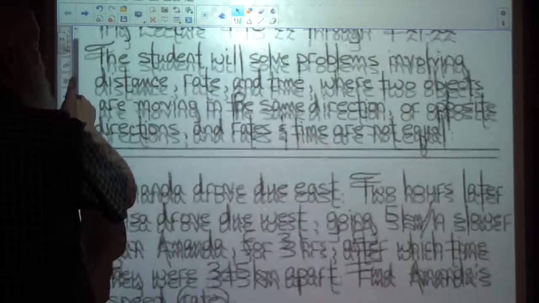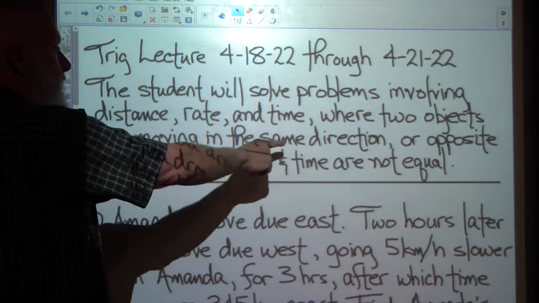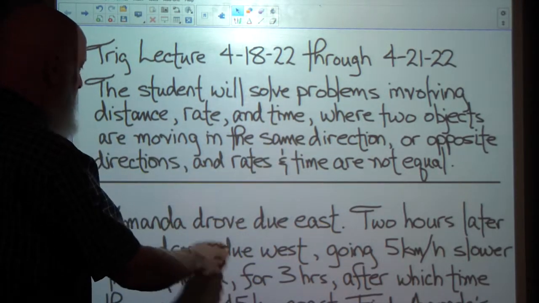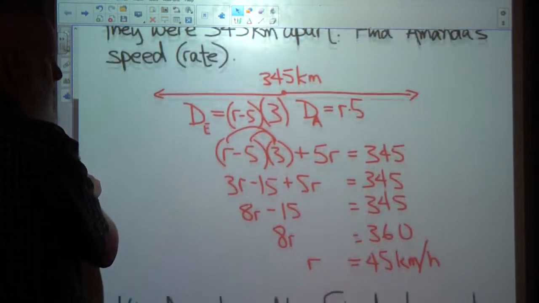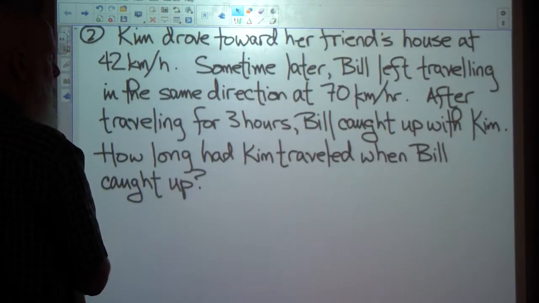That's part of where the two objects are moving in the same direction or in opposite directions. That was in opposite directions. I'll bet the next one's going to be they're moving in the same direction. Let's take a look at it.